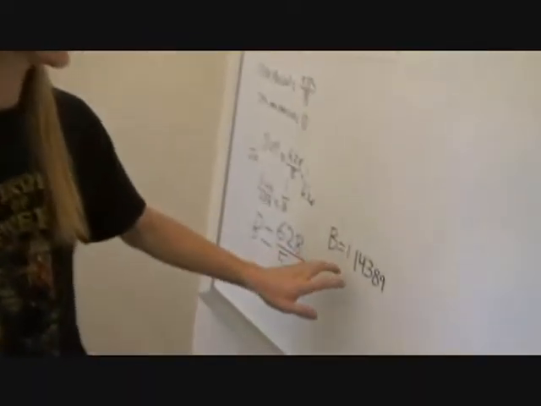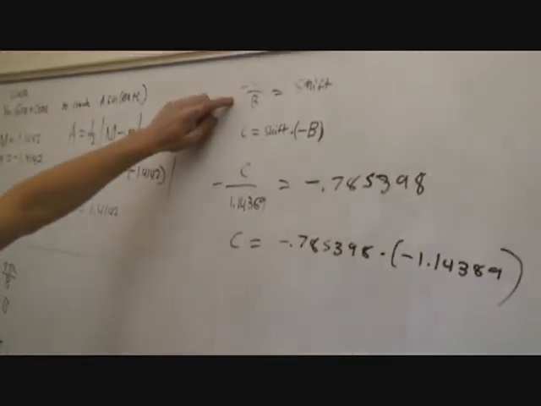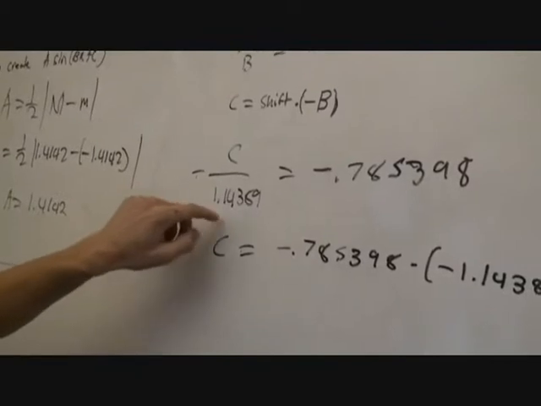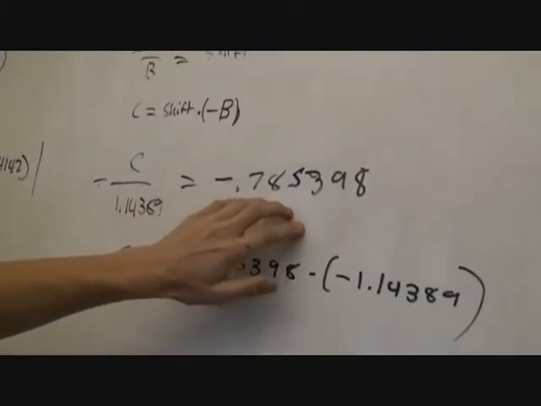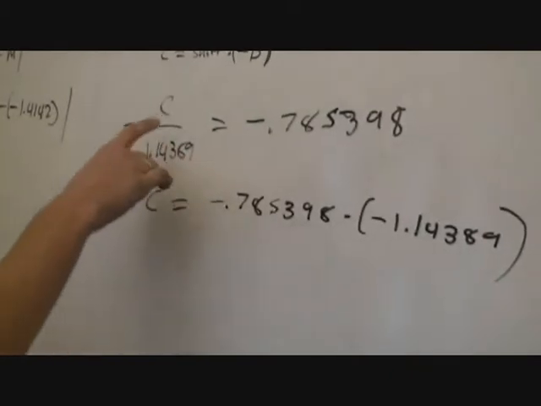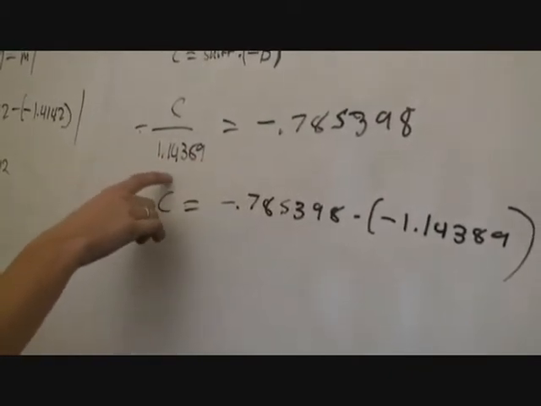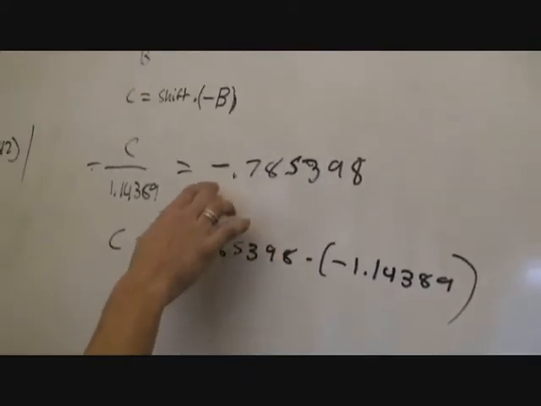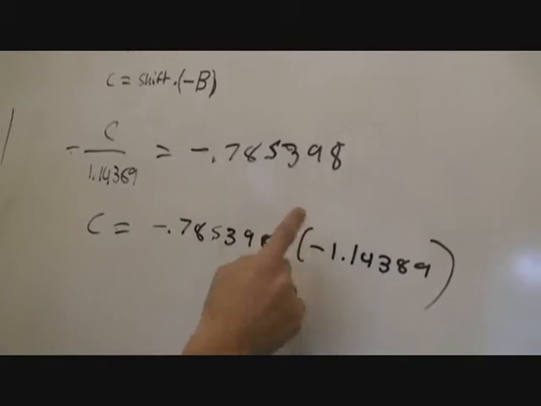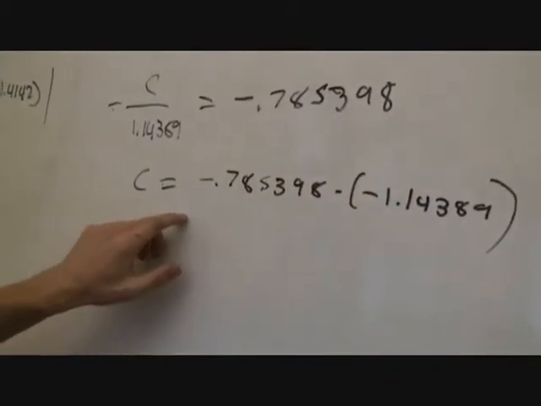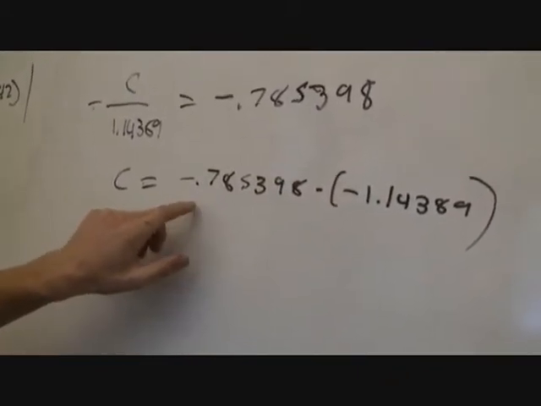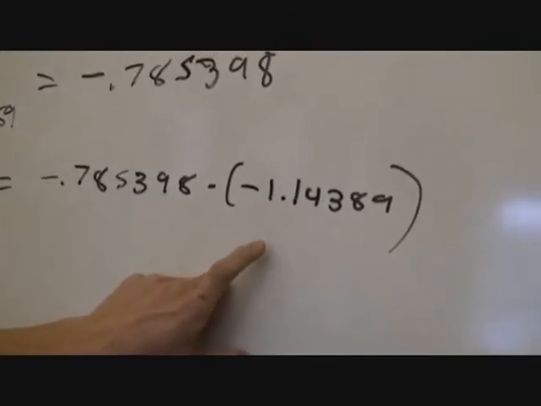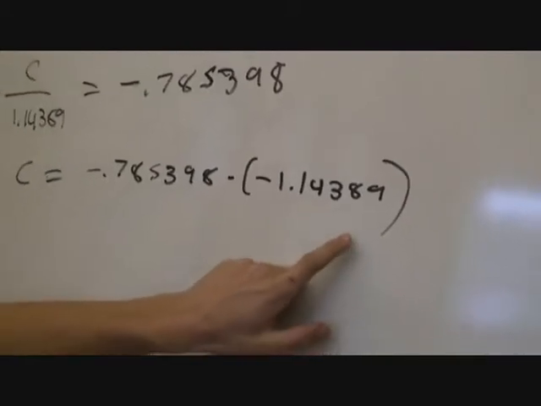So we already have our b from this section, so we're going to plug it into our formula here. So negative c over our b value is going to equal our x that we just found. So it's negative c over 1.14389 is equal to negative 0.785398. So therefore c is equal to negative 0.785398 times a negative 1.14389.